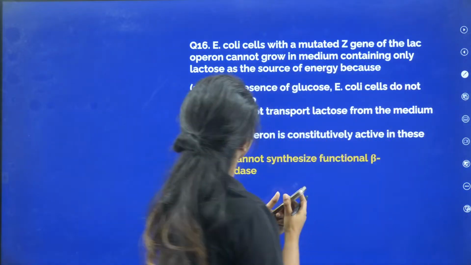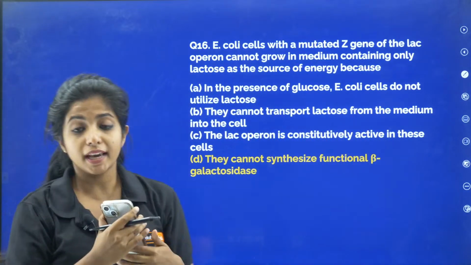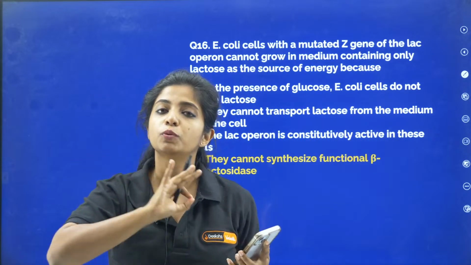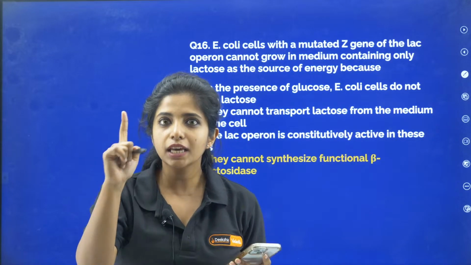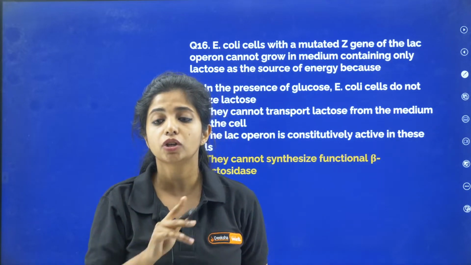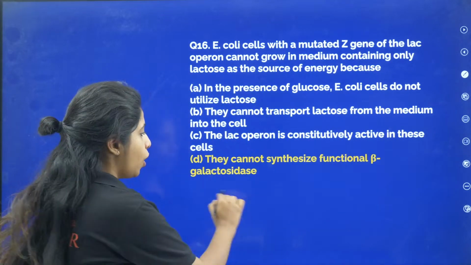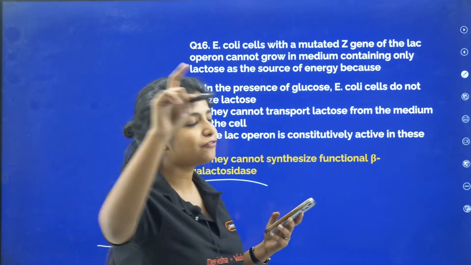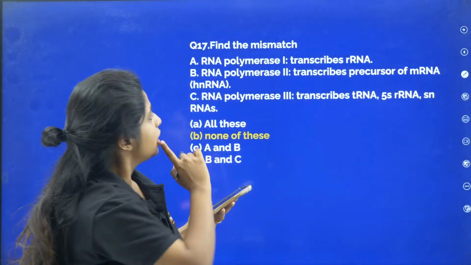Works? Next thing, E. coli cells with mutated Z gene. Okay, suppose in the lac operon, Z gene is mutated. What will not happen? Z is for beta-galactosidase. Hence, my dear children, beta-galactosidase would not be produced. Always remember that. Y for permease, A for transacetylase. Going ahead, find the mismatch.